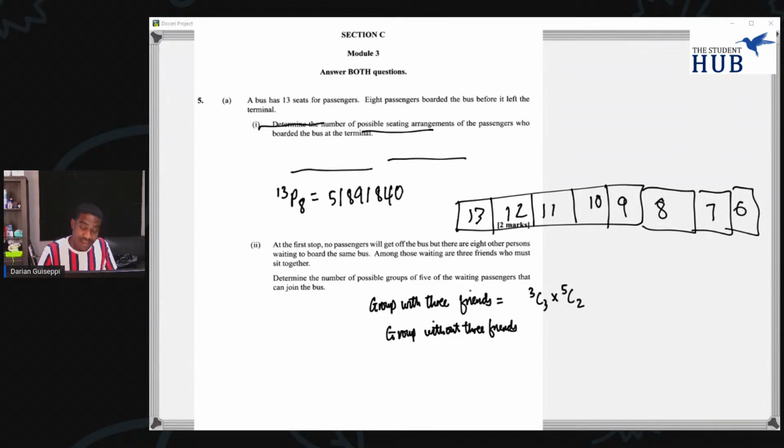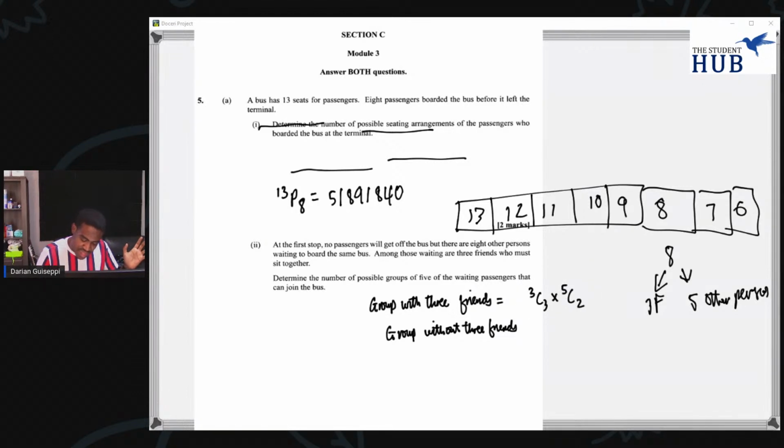And then the second thing that could happen is we could forget about the 3 friends, and we could just choose the 5 remaining persons on the outside. Remember, you have these 8 persons on the outside waiting to come onto the bus. You have the 3 friends, and you have the 5 other persons, 5 random persons. They don't need each other to come onto the bus. So this is the case here.